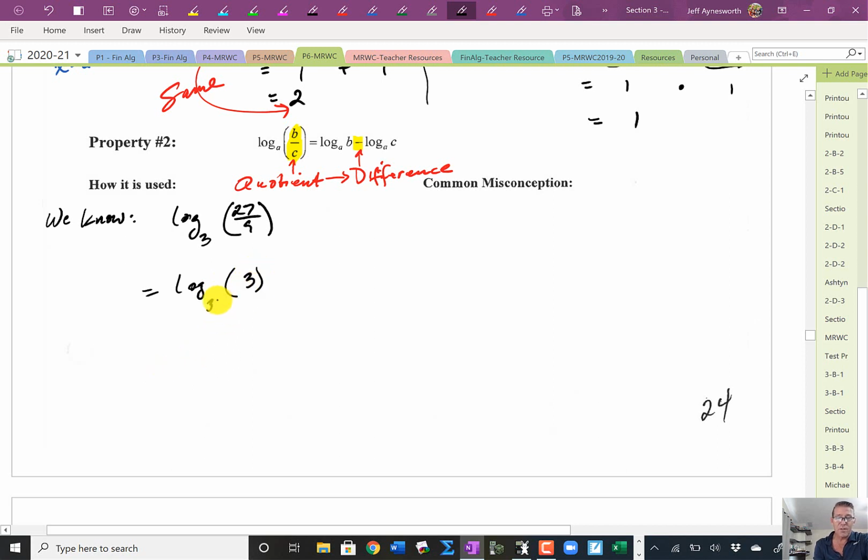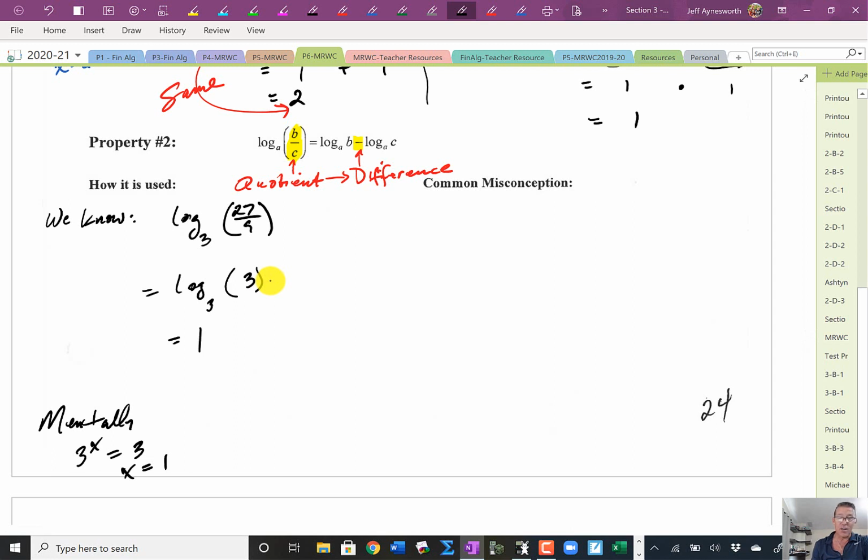Now to evaluate this log in your head, you take the base, which is 3, and you ask yourself, this is the mental step: 3 to what power gives you 3? And the answer is obviously 1. So this is equal to 1, because 3 to the first power gives you 3. Remember, these are exponentials. I keep repeating that because you've got to get that in your mind. So we know that this log of the quotient, 27 divided by 9, is equal to 1.